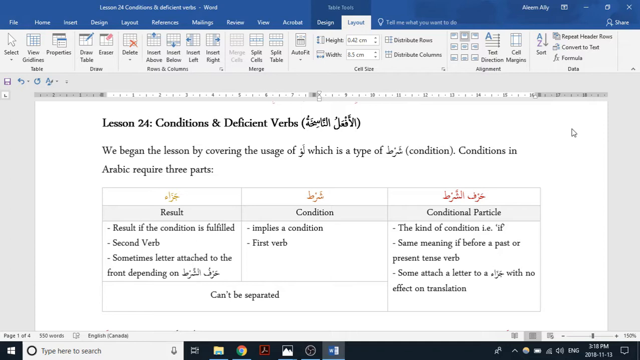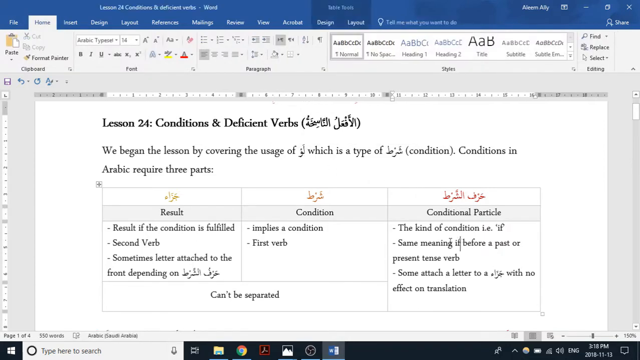So in lesson 24, we covered conditions and deficient verbs, which in Arabic are known as al-af'al al-nasikha, right? We began the lesson by covering the usage of law, which is a type of shart, which is a condition. Conditions in Arabic require three parts. The first is a harfu shart, which is a conditional particle, such as law, right? And essentially what this indicates is the kind of condition that's being placed, such as if.